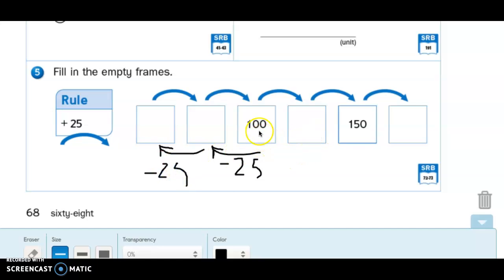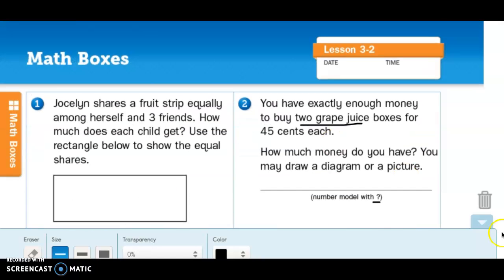Now, this one, am I going backwards? Well, I could go backwards from here, but I could just add to 100. And then I could just add to this number and keep going. But when we go backwards, we have to do the opposite of what we did for our rule. Okay, when you're done with this, send a picture to your teacher.